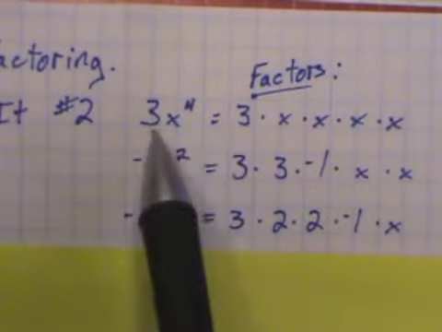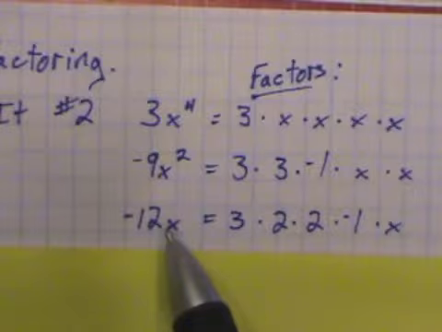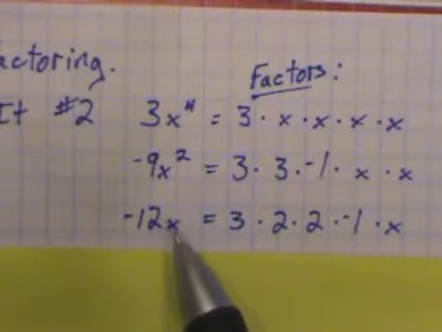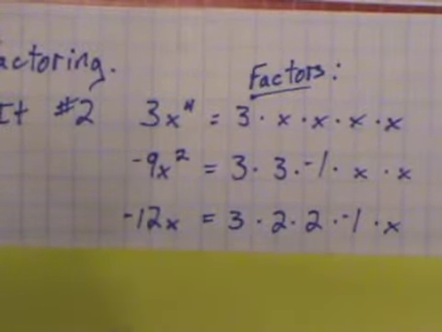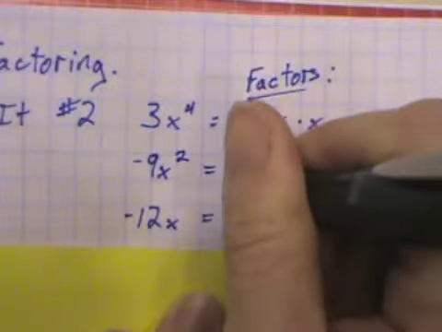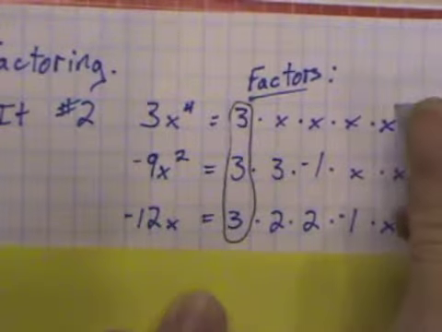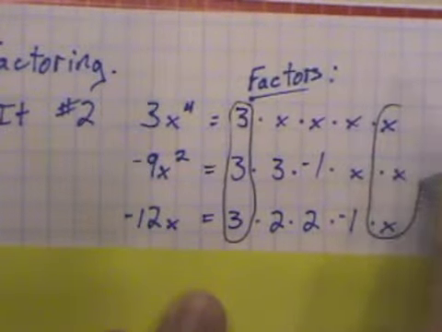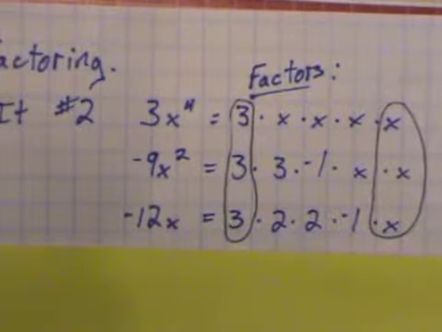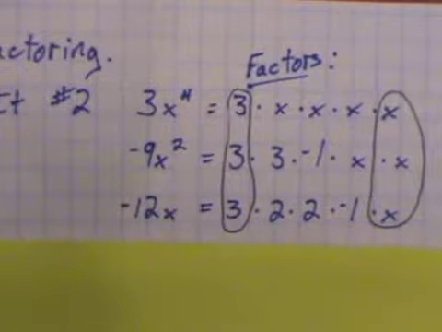So, if I give you these 3 terms and say what is the greatest common factor of those 3 terms, what do they all have in common? Well, they all have 3's in common, and they all have x's in common. So the greatest common factor of these 3 terms is 3x.